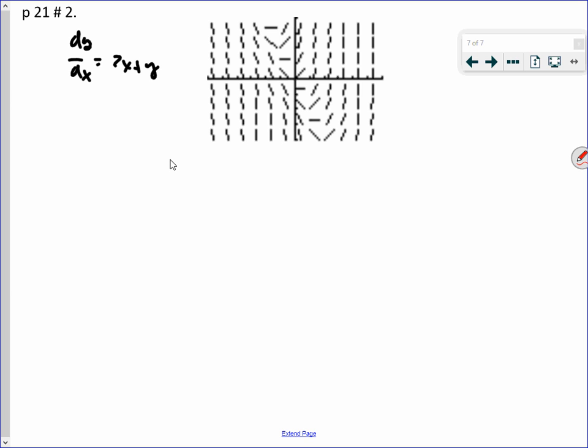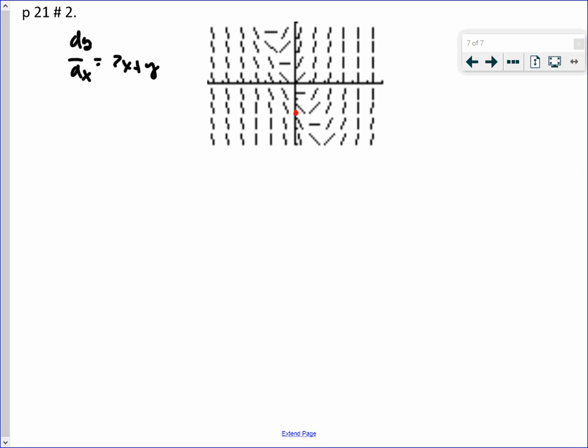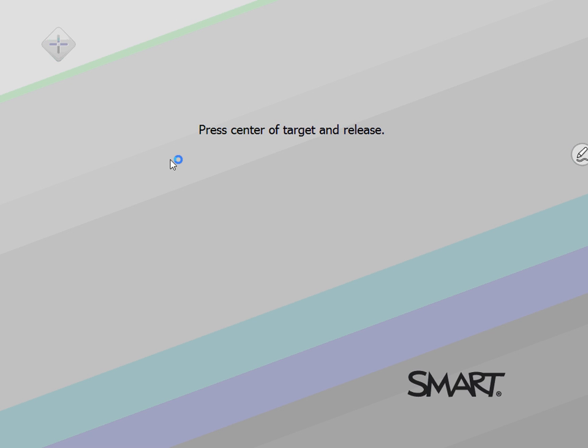(0, -2) is right there. Okay. First, let's figure out. You've got to pardon me, the board's gone out of line all of a sudden.